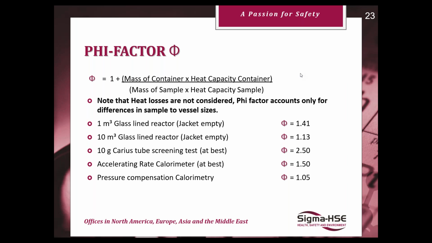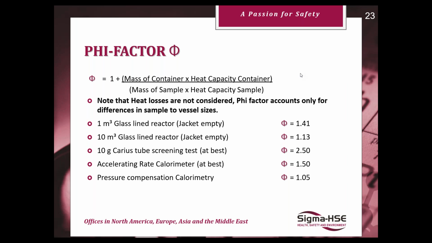As a good guide, we've got our Carius tube screening test. The phi factor in that case is going to be about 2.5 at best, up to 4. Again, that really is dependent on the nature of the material you're testing and the heat capacity of the material, because that can range from 0.5 through to 4 or 5. So that really has a big influence on the phi factor.